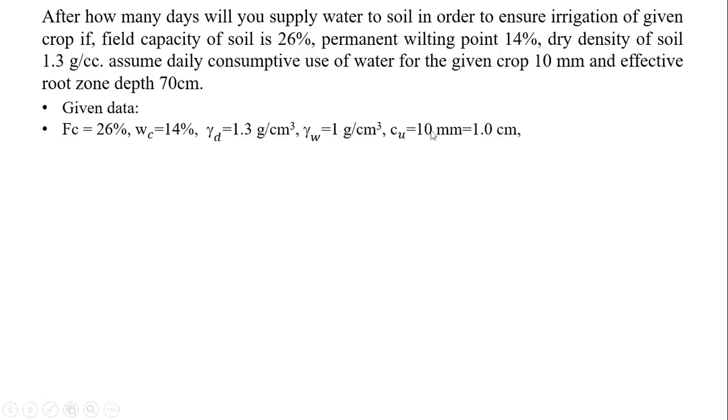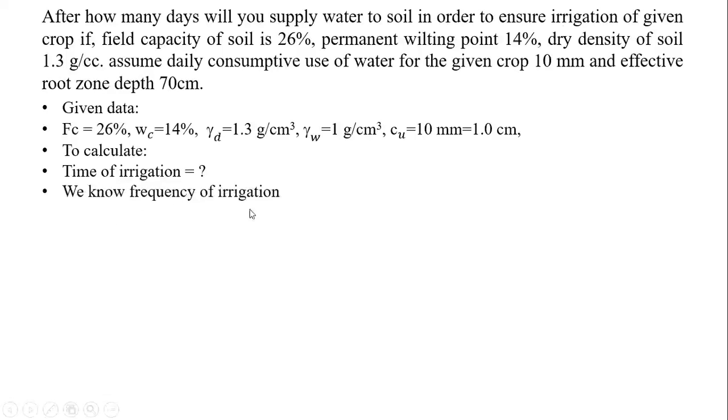Okay. Then consumptive use they had given us 10 millimeter. So I have converted it to centimeters because here the units are in centimeters. So that is 10 millimeters, equals to 10 by 10 because 1 centimeter is equals to 10 millimeters. So it is 1 centimeter. Okay. Then the next part is to calculate what is asked. They asked time of irrigation. Means after how many days you will go to irrigate the field. It means they asked the frequency, or after how many days we will irrigate. Duration. After how many days, that is asked.